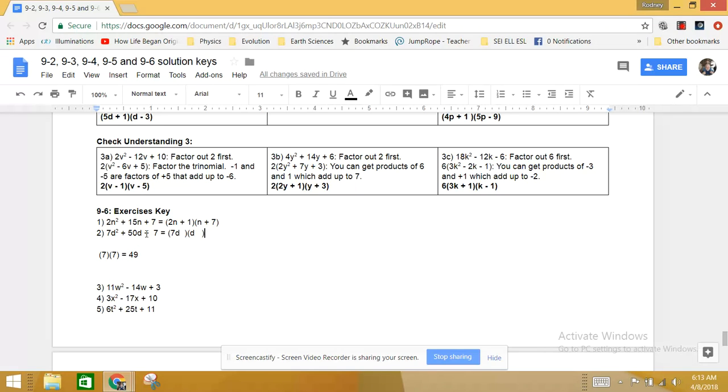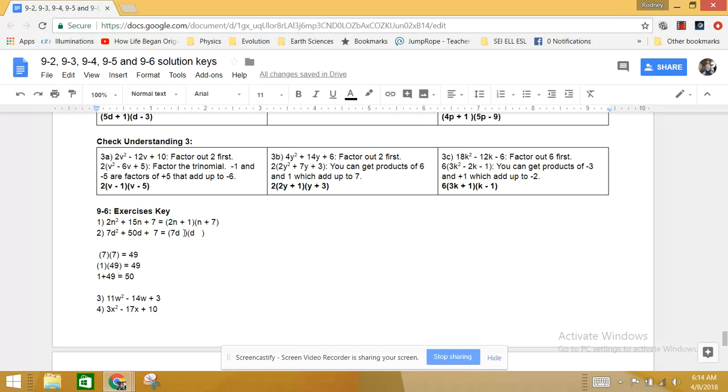But okay, so I've got 49 here. So what I want to do is get a middle term that's 50D. And I'm going to have two products that add up to 50D. So what I need to do is break 49 into two factors that add up to 50. All right, so 49, I know 7 times 7 are factors. Those don't add up to 50, but 1 times 49 also equals 49, and 1 plus 49 equals 50. So I know that my inside and outside are going to give me products of 1 and 49 if I want to get 50.